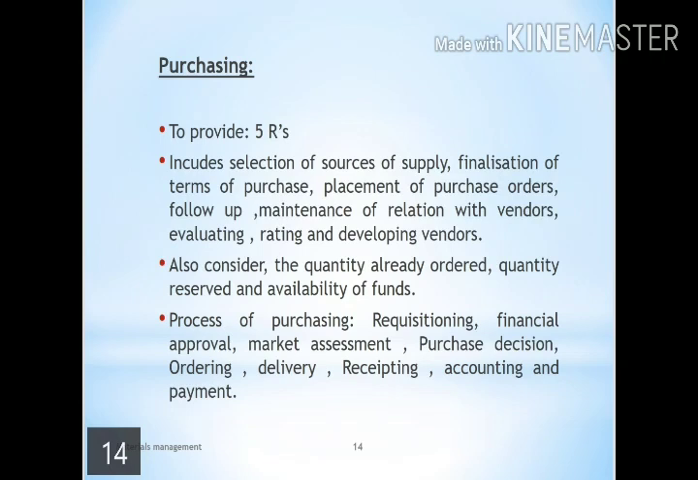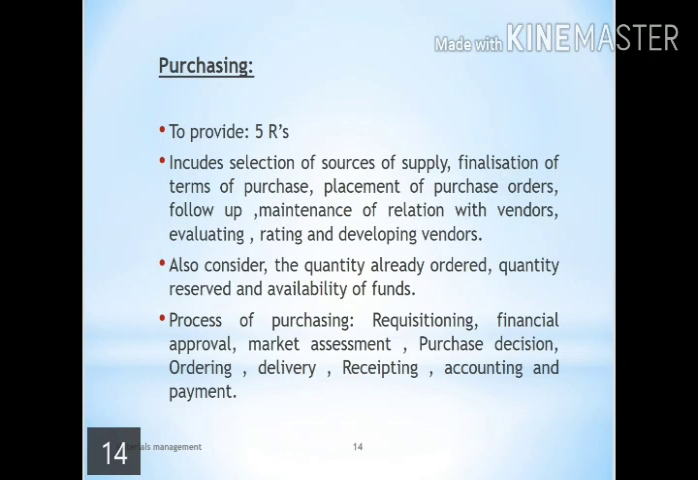The process of purchasing includes requisitioning. Requisitioning means the purchasing officer should receive an accurate description of the goods that are required. Only if there is an accurate description will the purchase meet the expectations. Then financial approval. The purchasing officer should receive an authorization or should get a final approval from a responsible person for the purchase. Then market assessment. The purchasing officer also has to assess the item and he has to negotiate for a lower price.